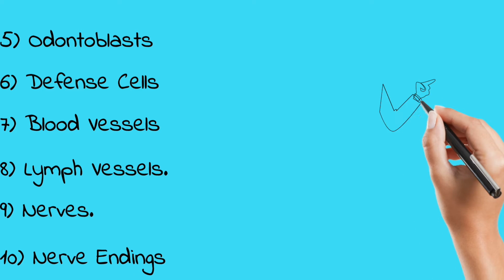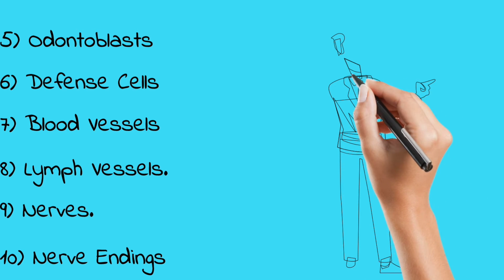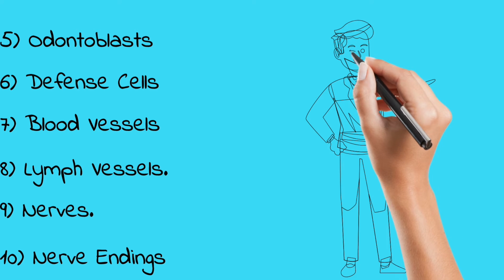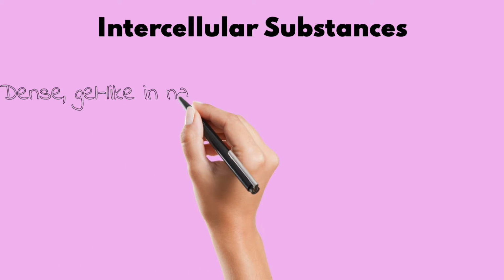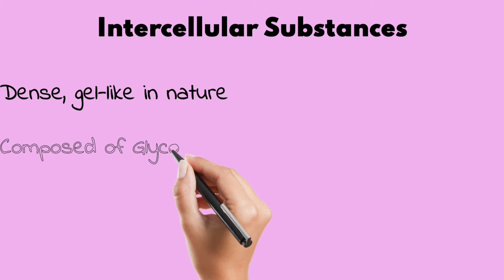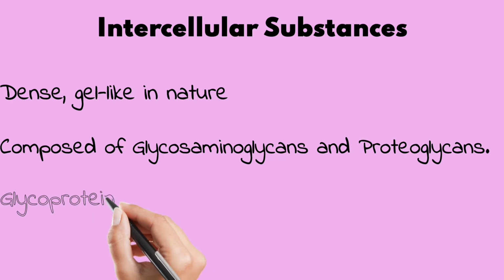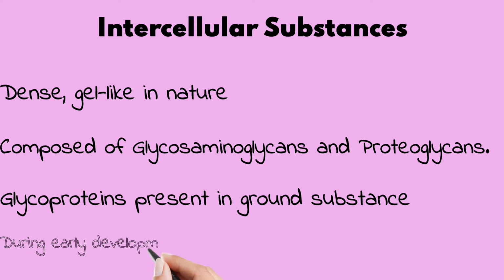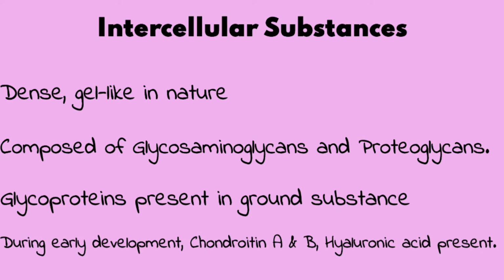So let's start with the first anatomical part of the pulp, that is the intercellular substance. So what do you mean by the intercellular substances of the pulp? These intercellular substances of the pulp are dense and gel-like in nature, and these are composed of the glycosaminoglycans and the proteoglycans. Friends, remember these two names, the glycosaminoglycans and the proteoglycans, are present in the intercellular substance of the pulp. Also, glycoproteins are present in the ground substance, and during the early development, chondroitin A and chondroitin B and hyaluronic acids are also present.